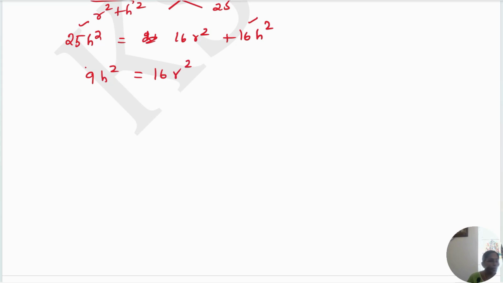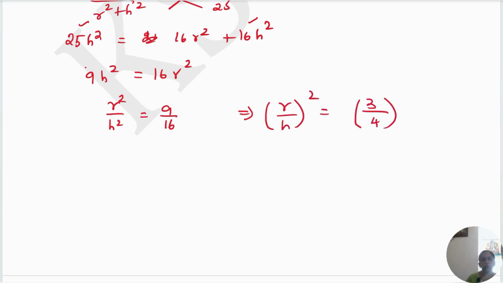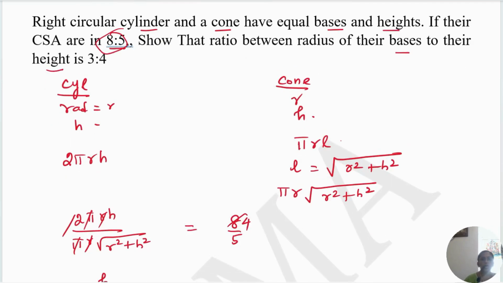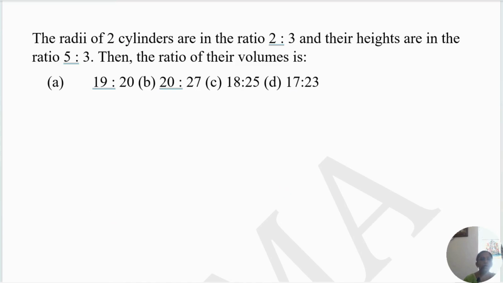Then you can take your data. R square divided by h square is equal to 9 by 16. So r by h the whole square is 3 by 4 the whole square. So r by h is equal to 3 by 4. So this is our answer, 3 is to 4. So this is what we need. We have to prove that the ratio is 3 is to 4. We have done.